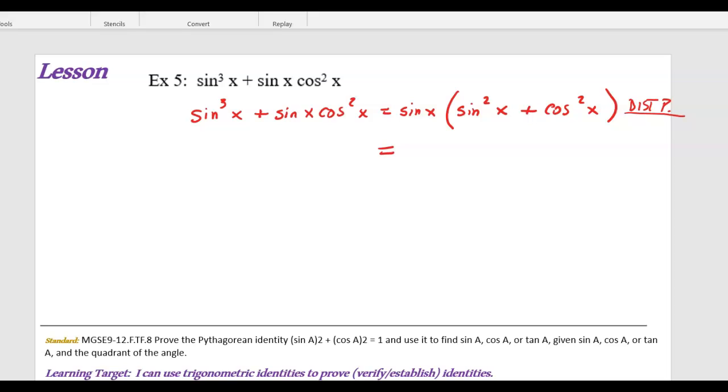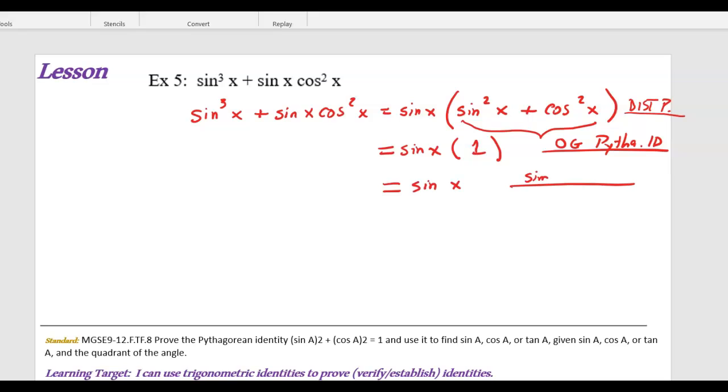8 steps later, they get the answer perfectly okay. But this is my OG. So this is sine of x times sine squared of x plus cosine squared of x is 1. How do I know? OG Pythagorean ID. Hey! So sine of x times 1 is sine of x. How do I know that? I just simplified.